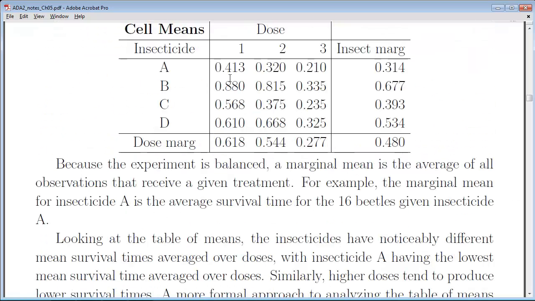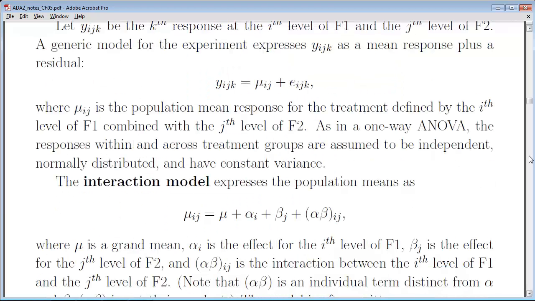So if I page up, dose 1, so beta 1, is the difference between the grand mean and the column mean. So 0.618 minus 0.480, that is 0.128, something like that, 0.138. That's the difference. And similarly, for dose 3, this is going to be a negative number because this column mean is smaller than the grand mean, and the sum of those effects is 0.